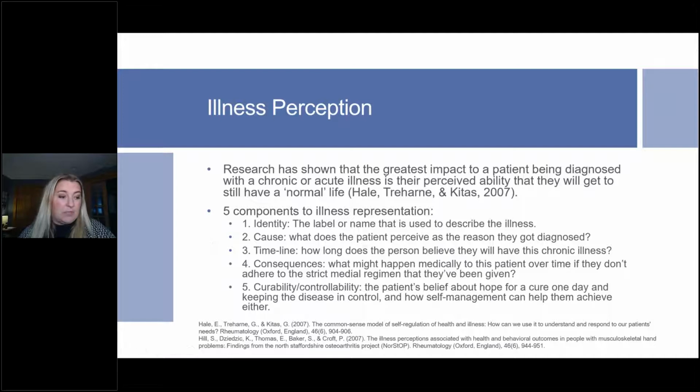So consequences: what might happen medically to this patient over time if they don't adhere to the strict medical regimen that they've been given. We know with type 1 diabetes, you are diagnosed and instantaneously you need to be checking your blood sugar multiple times a day or get a continuous glucose monitor. You need to give yourself multiple insulin injections a day or wear an insulin pump. You have to count every carb that goes into your body. You are constantly on this heightened alert.